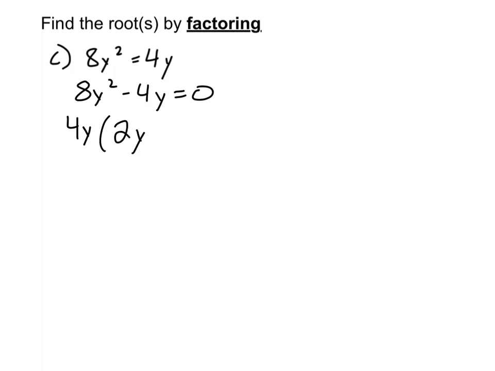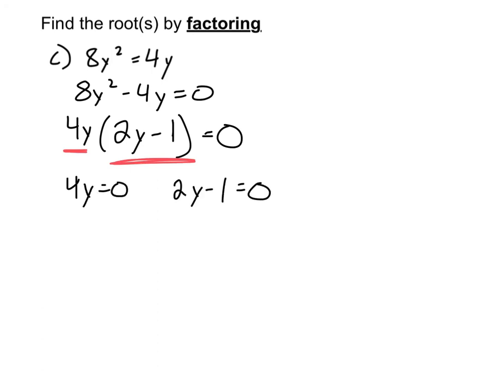Because 4y times 2y is 8y squared. And then minus, I'll be left with just 1 there, right? Because 4y times negative 1 is negative 4y. And then this equals 0. So from here, I can go ahead and say, if 4y equals 0, the whole thing would equal 0. If 2y minus 1 would equal 0, the whole thing would equal 0. So I can go ahead and break it down from here. 4y equals 0, 2y minus 1 equals 0.